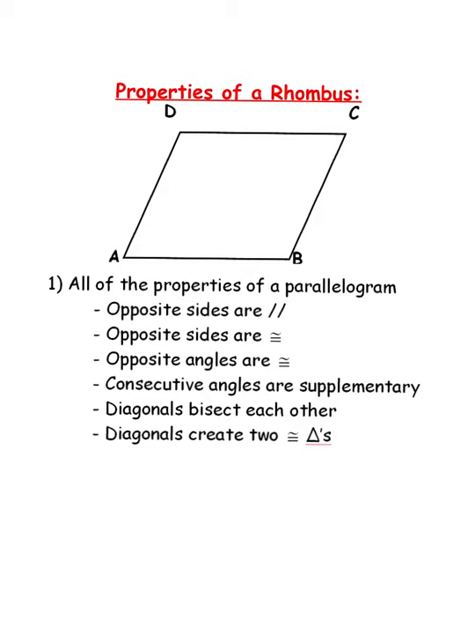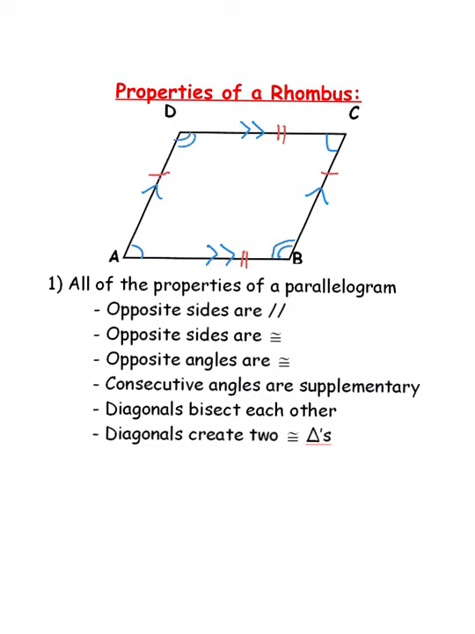It's got all the properties of a parallelogram, which means your opposite sides are parallel. So once again, this side is parallel to this side. Your opposite sides are congruent. This side equals this side, here equals this side. Your opposite angles are congruent. So angle A is equal to angle C. Angle D is equal to angle B.